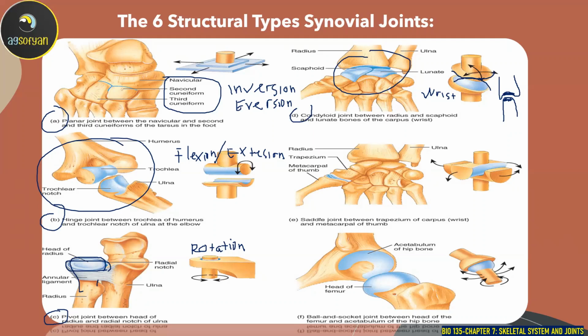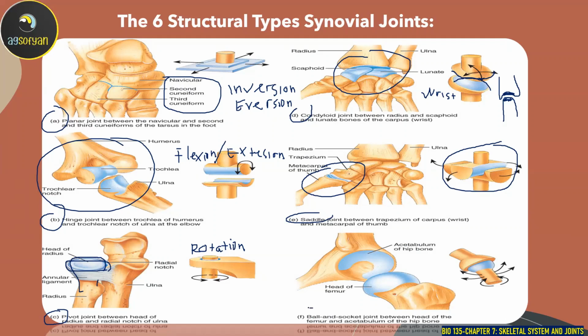The next one is the saddle joint. It looks like a saddle. An example is located between the trapezium and the first metacarpal. So this is in our hand, in our wrist area also. And the movement is usually kind of flexion and extension type of movement.